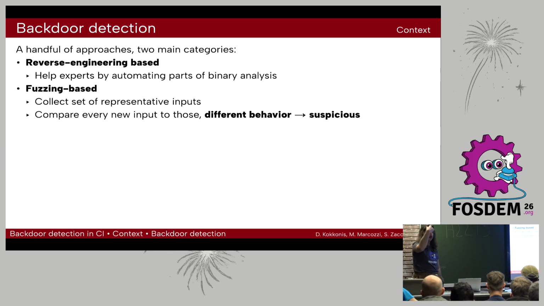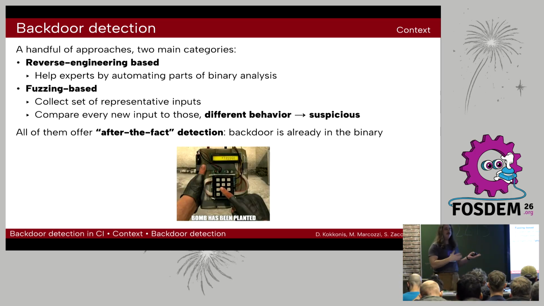But we talked about this yesterday. Basically, a year ago, we introduced a new approach based on fuzzing that largely automates this. The way that approach works is you collect a set of representative inputs, those are common inputs to a program. And for every new input, you compare it with the representative inputs. If the behavior is different, you signal a suspicious input, because that could be a backdoor.